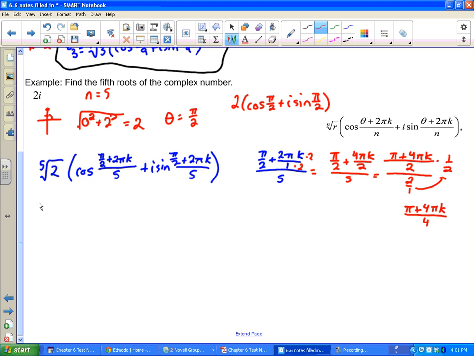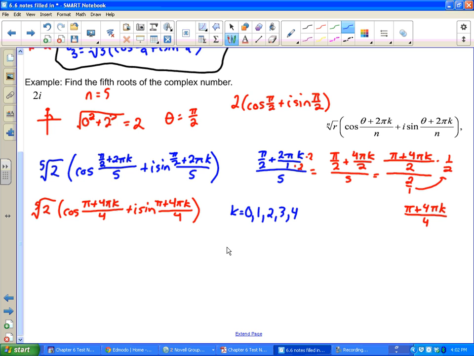So let's put that back in. 5th root of 2 times cosine of (pi plus 4 pi k) over 4, plus i sine of (pi plus 4 pi k) over 4. Now, what k's are we trying to get? We're trying to go from k equals 0 until 1 less than n. So that's 0 to 4.